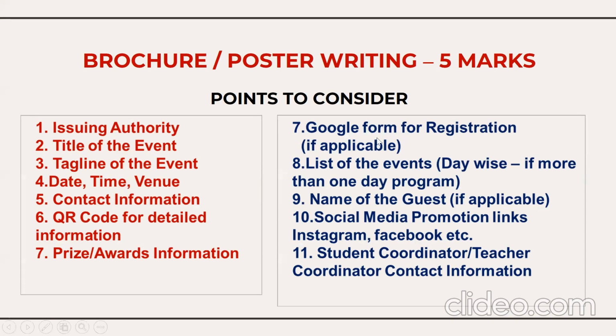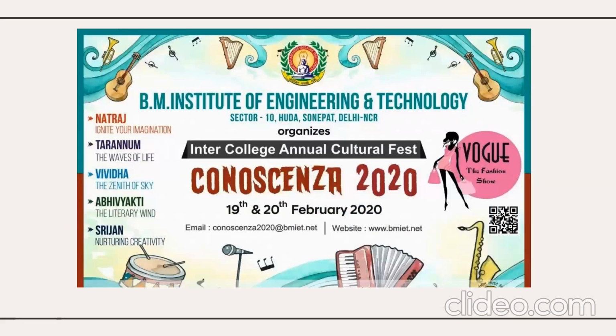Prizes, awards, Google form for the registration, list of the events, name of the chief guest, and the logos of the social media promotion links, Insta, Facebook, X, or student coordinator, teacher coordinator, or any person who is a contact person. So these are the informations you need to provide in the brochure or in the poster. Look at this brochure, look at this poster here.